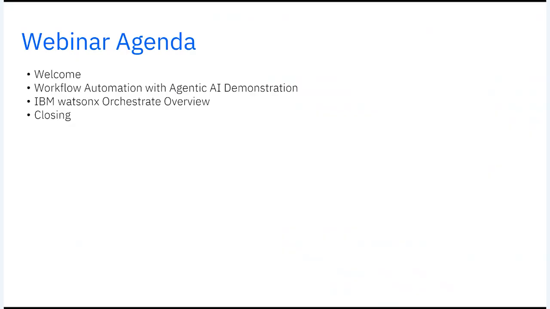So let's cover the agenda for today's presentation. This session will include an overview of watsonx Orchestrate, including a brief demonstration of watsonx Orchestrate for agentic workflow automation, explaining how you can leverage AI agents for automating processes like HR onboarding, sales prospecting, IT service management, procurement, customer self-service, and other agentic use cases. I hope you find today's content informative.